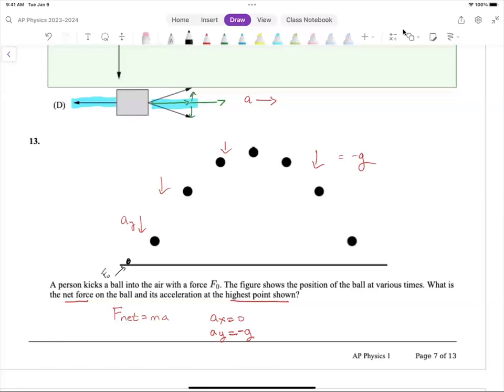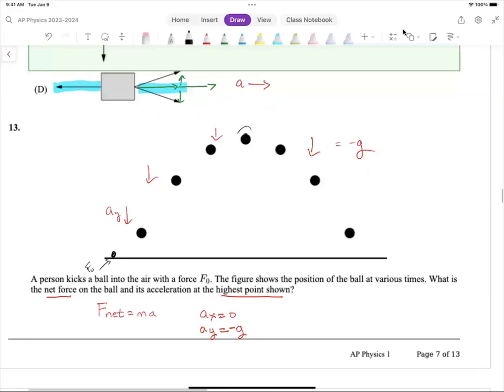And when an object is in free fall, you know that the acceleration in the X direction is 0, and the acceleration in the Y direction is downward due to the gravitational field that it's in created by the Earth. So its acceleration is downward by little g, the magnitude of little g. So what it wants to know is what is the net force on a ball and its acceleration at the highest point. So at the highest point, if you drew a free body diagram acting on the object at the highest point, the only force acting on it is Fg.